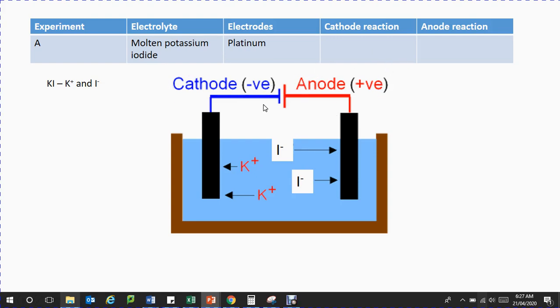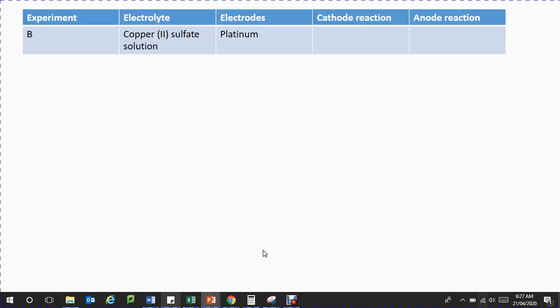At my cathode, in a galvanic cell and an electrolytic cell, it's always reduction that occurs, and at the anode, it's always oxidation that occurs. So then I can go ahead and write my 2 equations. I've got my potassium, which is being reduced, gaining an electron, and I've got my iodide, which is being oxidized, losing an electron. Okay, example B.